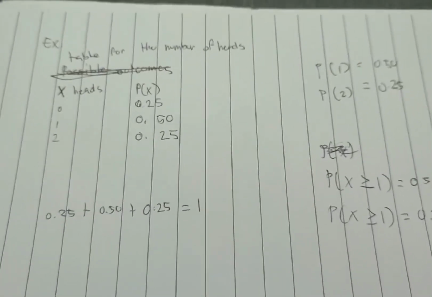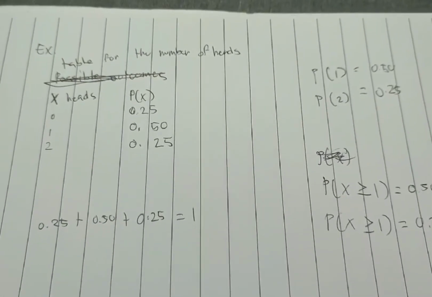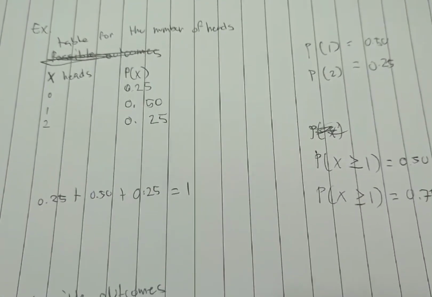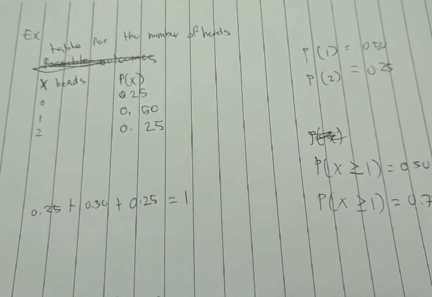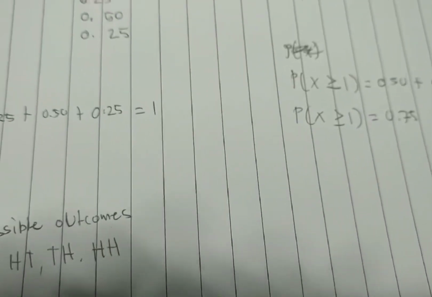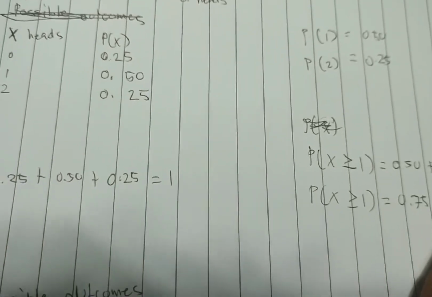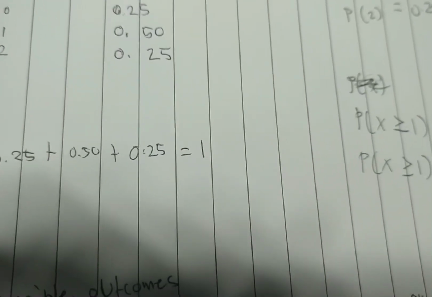If I add all the probabilities together, 0.25 plus 0.50 plus 0.25 equal 1. That means the probabilities are complete. Now let's think about the number of heads. Is it possible to get 3 heads when tossing 2 coins? No. That's why the probability of getting 3 heads is 0. This means the chance of getting 3 heads is impossible because we're only tossing 2 coins.